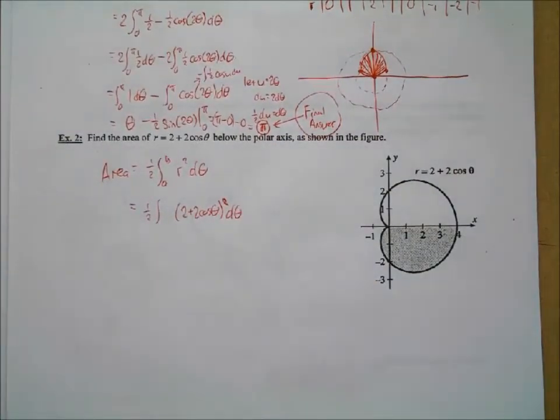Okay. What are our limits of integration here? So pi to 2 pi, 0 to 2 pi. So what did you say? Which one? 0 to pi? 0 to 2 pi. Okay. So let's take a look here at our curve.